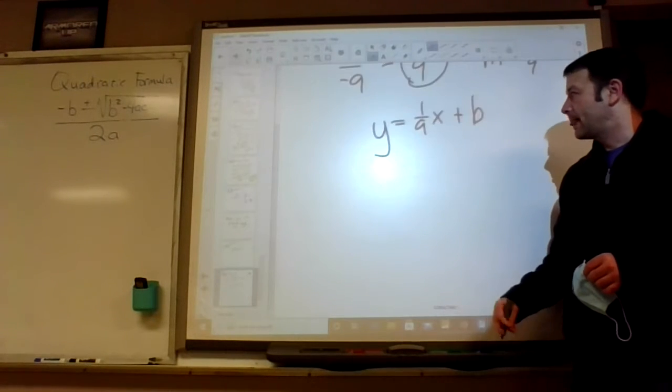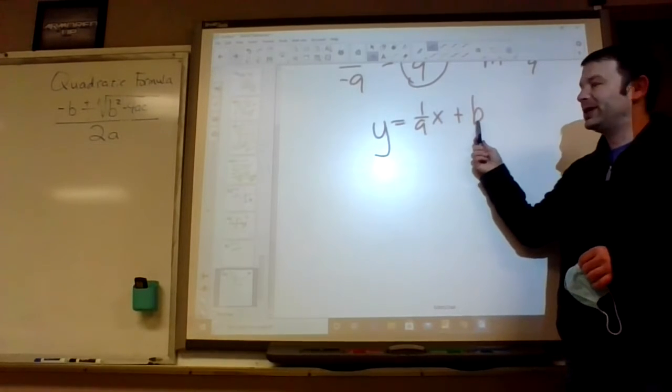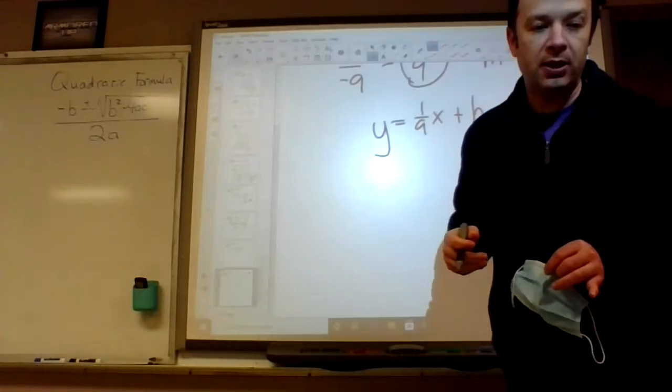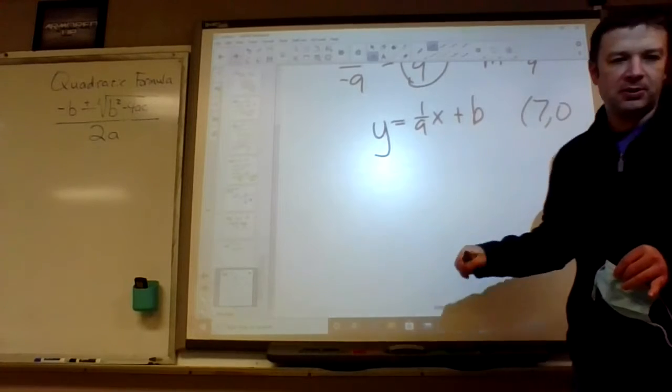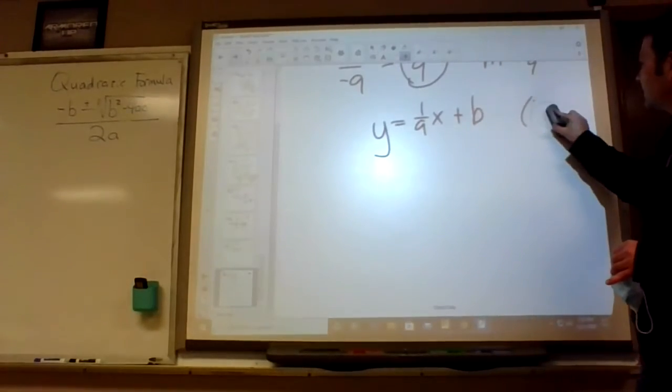Okay, we have the slope, 1/9. We don't yet have the b value. How do we find the b value? Well, they give us a point that the line is supposed to be on, 7, 0. Or wait, that's the wrong problem. -1, -8. For this one.